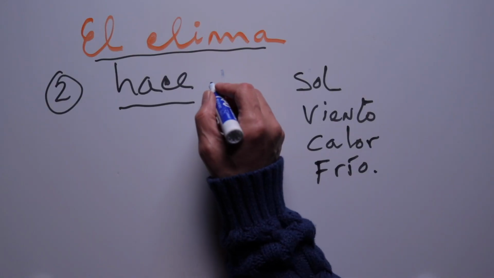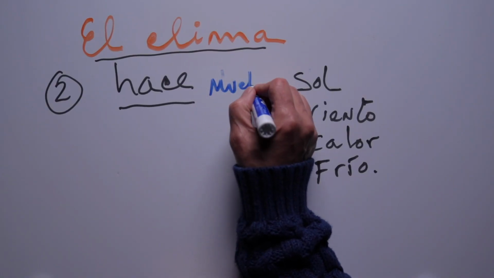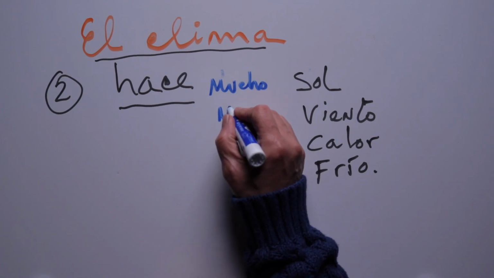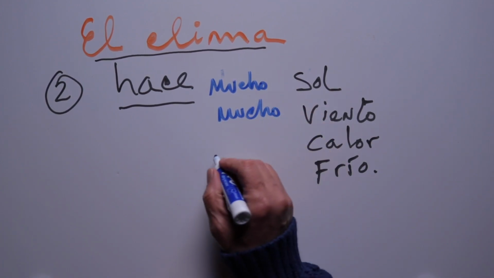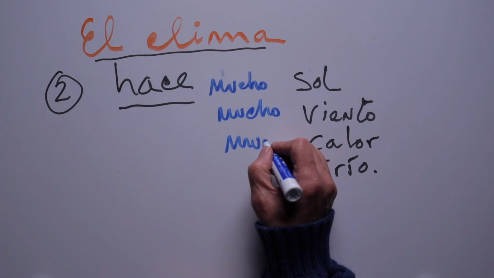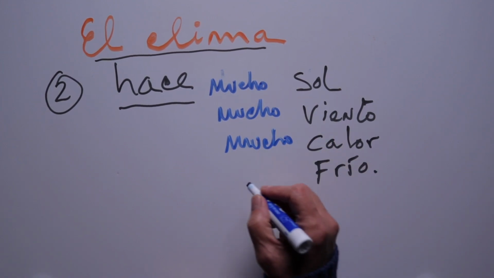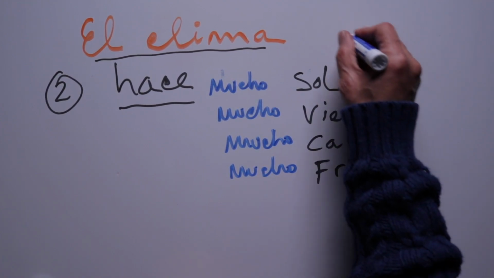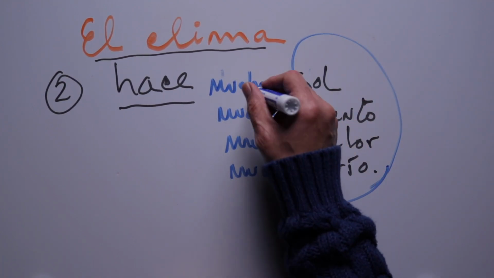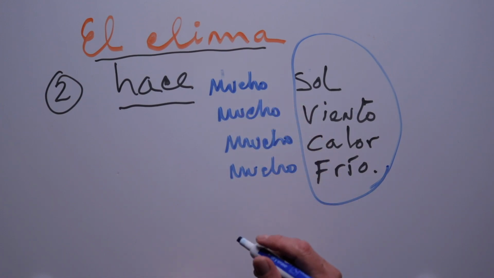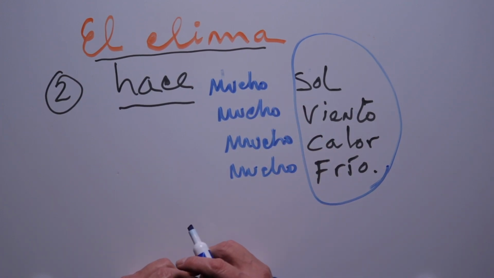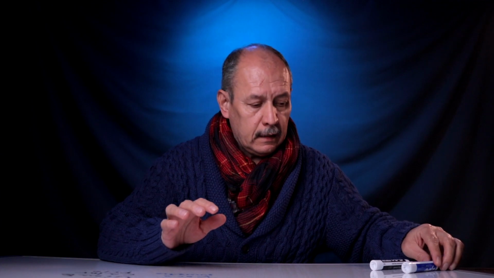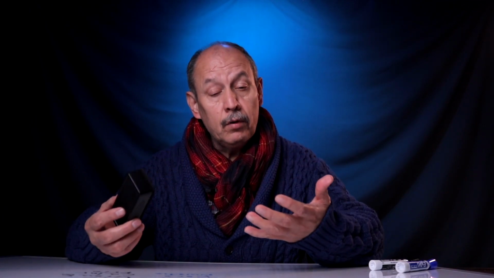And it's very common to use mucho. So you can say hace mucho sol, like with hay, hace mucho viento, hace mucho calor, and hace mucho frío. In all those cases, since these 4 are nouns, you can intensify the experience using the adjective mucho. Now, these are not the only expressions that you can do with hacer.